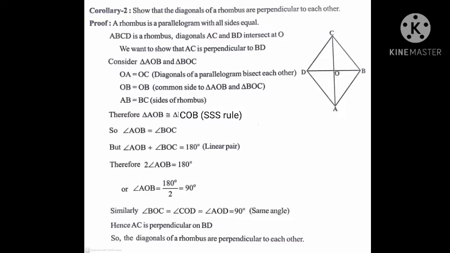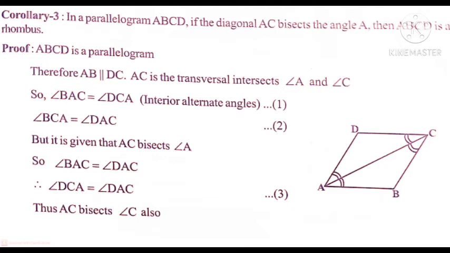Similarly, angle BOC also 90 degree, and COD and AOD also 90 degree. Therefore, AC is perpendicular to BD. So, the diagonals of a rhombus are perpendicular to each other. Next, corollary 3. In a parallelogram ABCD, if the diagonal AC bisects the angle A, then ABCD is a rhombus.